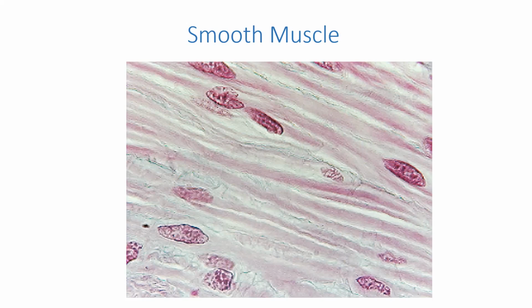These are spindle-shaped. They also only have one nucleus. They too don't regenerate. There's a nucleus for each cell. They're pointing at both ends. So, again, smooth muscle.